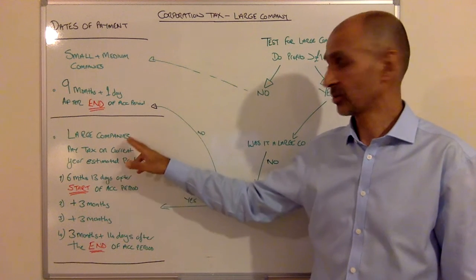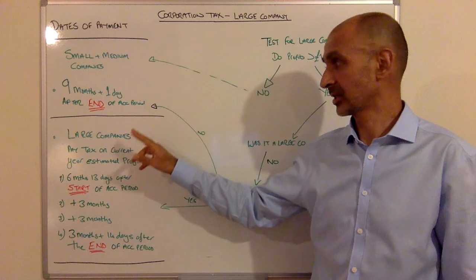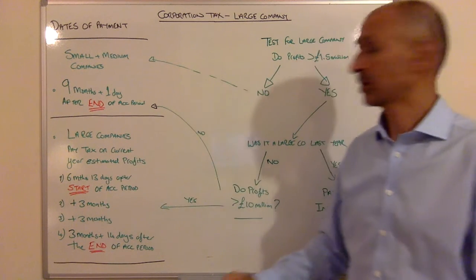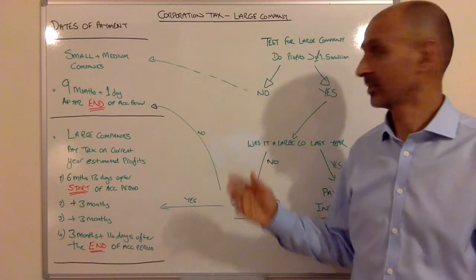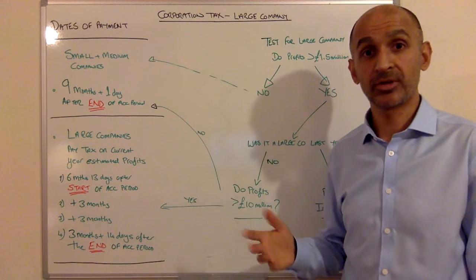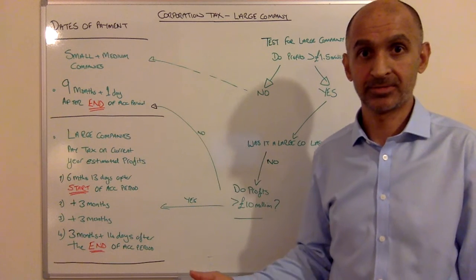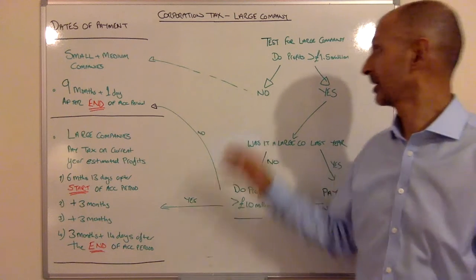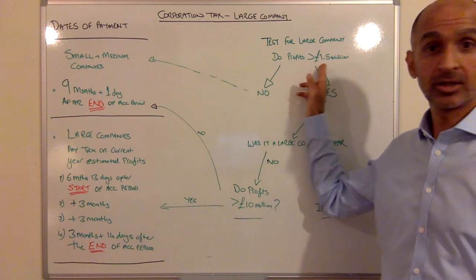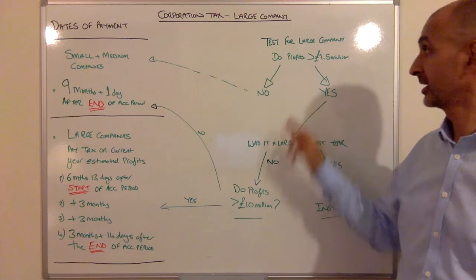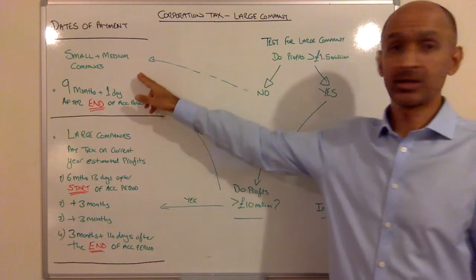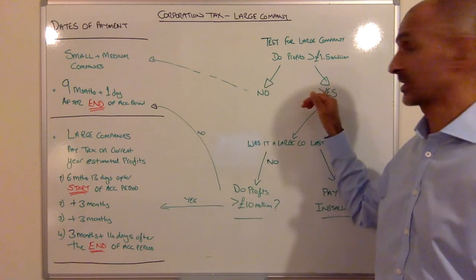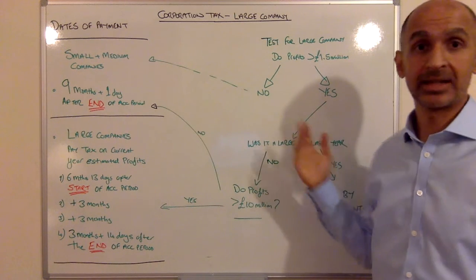So then the question is, well, what is a large company? What is a large company deemed to be in terms of the rules for this? Well, a large company is a company under the current rules that has a profit of over £1.5 million. So that's essentially the golden rule and this is a key figure. Test for a large company: do profits exceed 1.5 million? If they don't, it's a small or medium company. End of story. If they do exceed 1.5 million, then it's large.